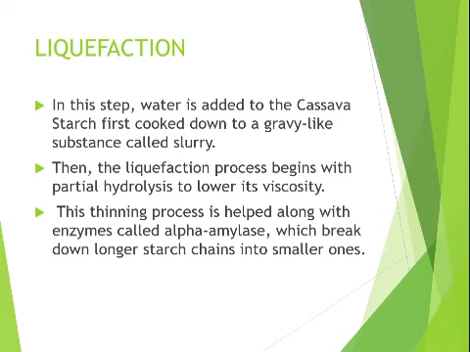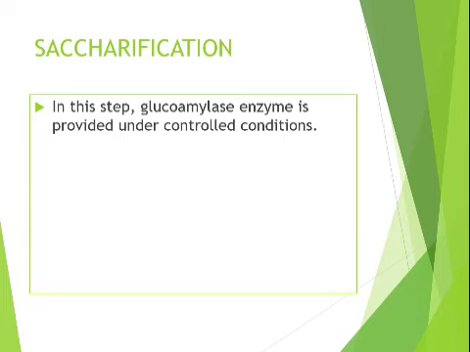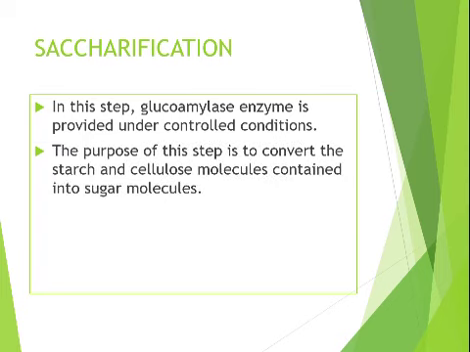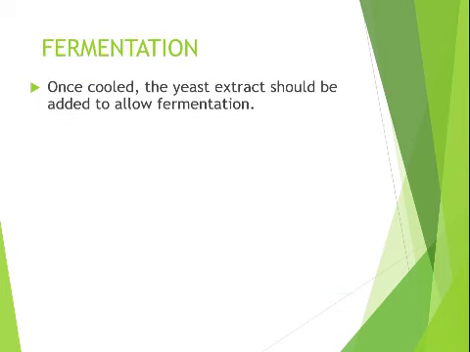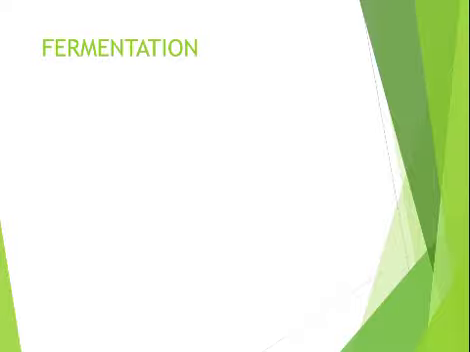The next stage after liquefaction is saccharification or hydrolysis. In this step, glucoamylase enzyme is provided under controlled conditions of temperature and pH to convert the cellulose and the starch into simple sugar molecules, usually glucose. So here is our equation where starch is converted to simple sugar, the monosaccharide glucose, for further process to take place.